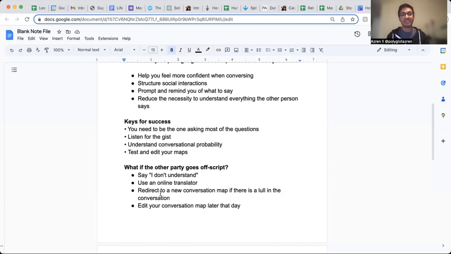The third key for success is understanding conversational probability. What is conversational probability? Well, I'll demonstrate that a little bit further in a moment, but here's a quick example. If you ask someone, how are you in English? If you ask someone, hey, how's it going? In English, I specify in English, there is a very high conversational probability that the person is going to say good and you, or some version of good and you.